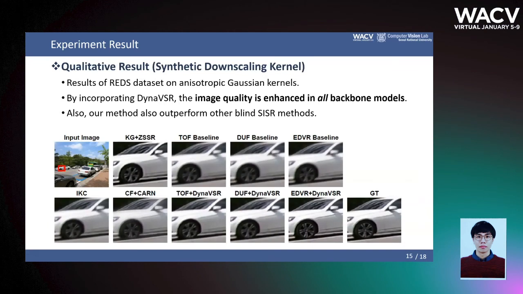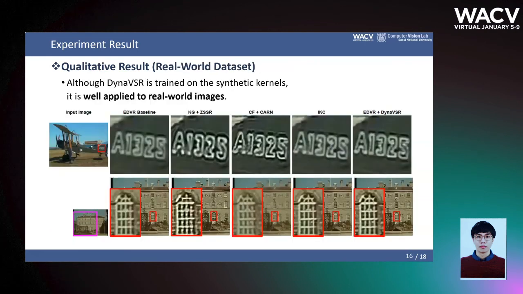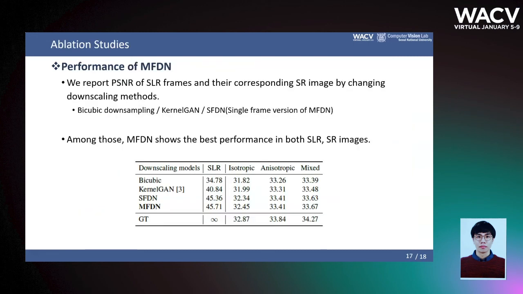Qualitative results also demonstrate the superiority of the proposed framework. Even for real-world videos with no ground truth downscaling kernels, DynaVSR is still effective although we only use synthetic training examples. This shows the generalization capability of the DynaVSR framework to videos with real degradations. For more results and extensive ablation studies, please take a look at our main paper.